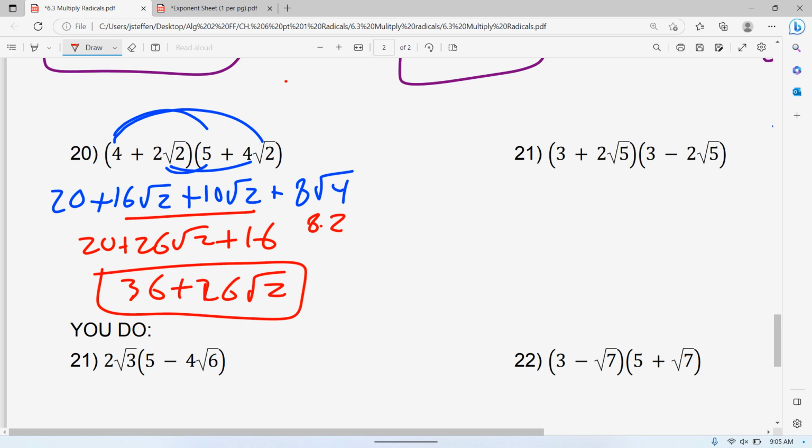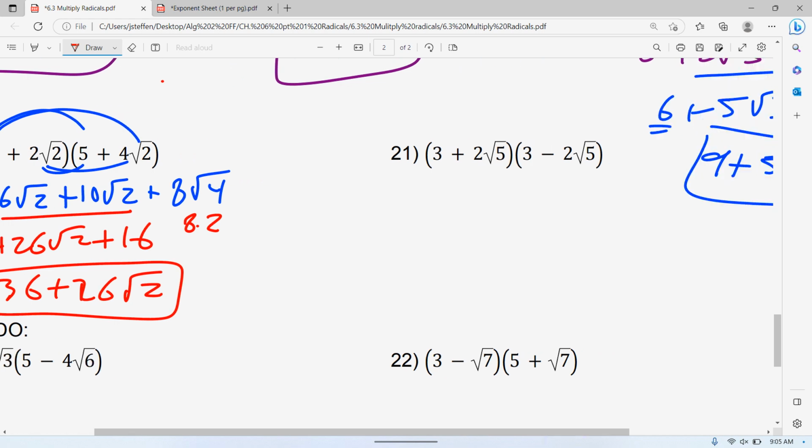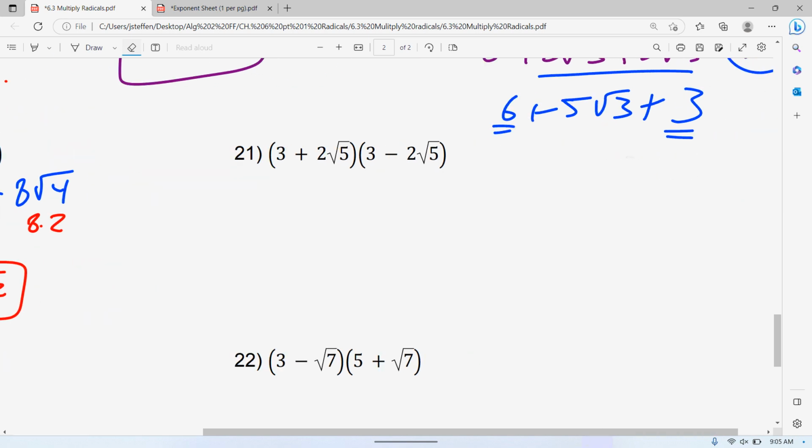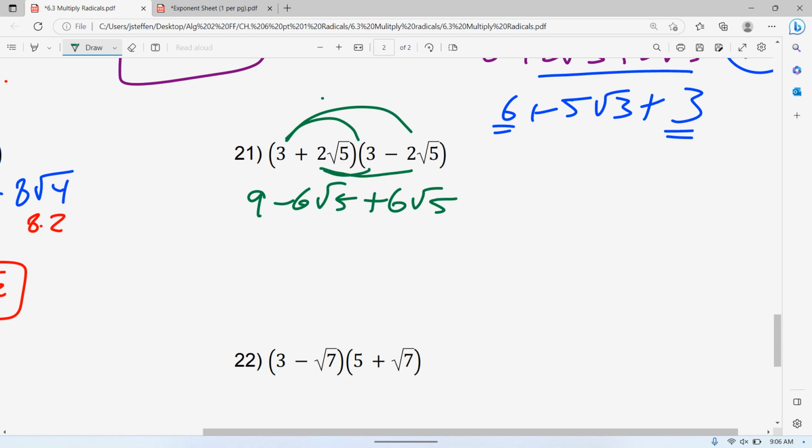And the last one, again, when we FOIL this out, this is an interesting one, so pay attention to this one. And I assume we'll talk about this later, but 3 times 3 is 9. 3 times negative 2 root 5, that's negative 6 root 5. Remember the root 5 can't be simplified by anything. There is no other radicals. Positive 2 root 5 times 3 is 6 root 5. Then positive 2 root 5 times negative 2 root 5 is negative 4 square root 25. 5 times 5 is 25.